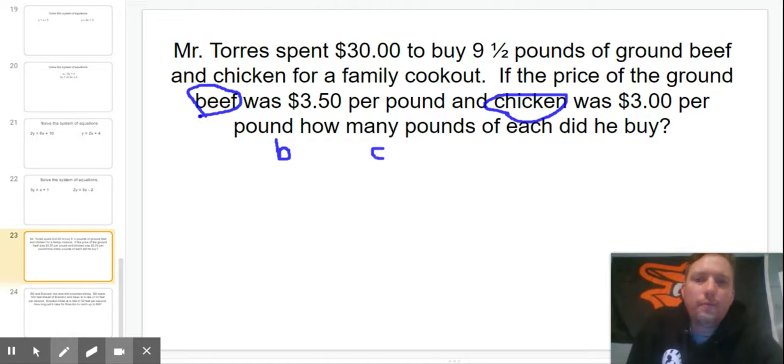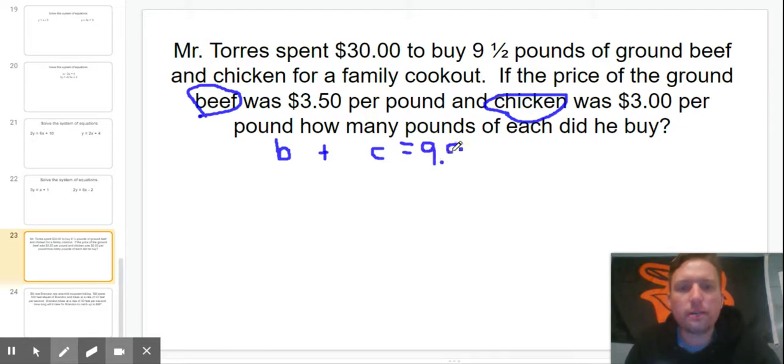Now, what do we know? We know that B plus C, the beef and the chicken together, is going to equal 9.5. We know that already because right up here it's $30 to buy 9.5 pounds. So I have this plus this equals 9.5. The problem is I don't know how much of each was purchased.